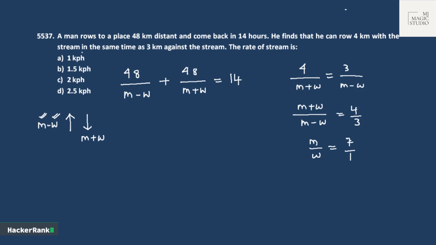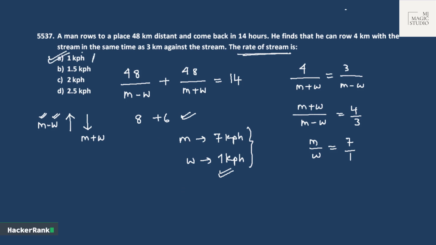If we consider this as 7 and 1, just let us check. 7 minus 1 would be 6. 48 by 6 is 8. 7 plus 1 is 8. 48 by 8 is 6. Bingo. Speed of boat is 7 kph and speed of water is 1 kph. They have asked what is the rate of stream. Rate of stream is w, that is 1 kilometer per hour.